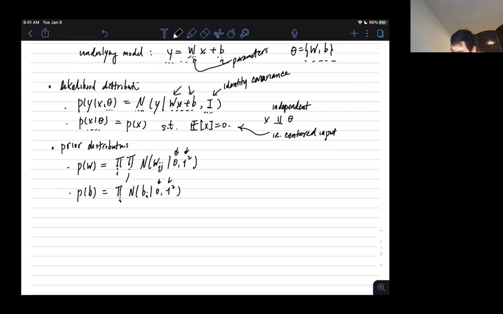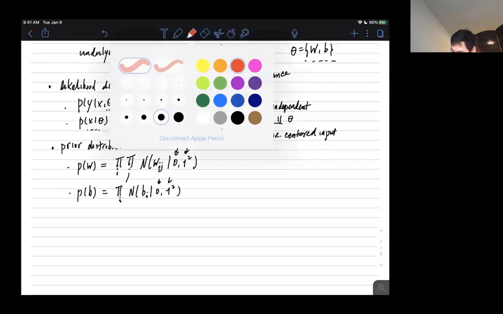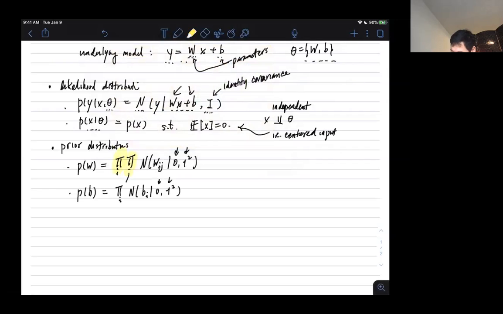Now, why do we have all these? Let's see. Why do we have all this product here? What we are saying is that the probability of a bias vector, which is simply the joint probability of every single element in this bias vector, is a product of the probability of each and every one of them. What it means is that a priori, so without looking at the data, each and every parameter value in our parameter set theta are independent from each other.